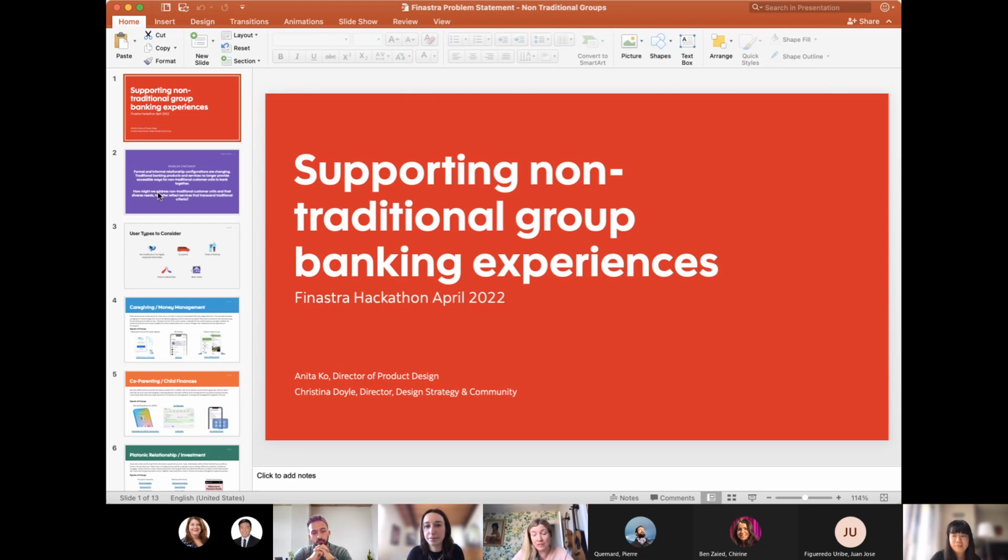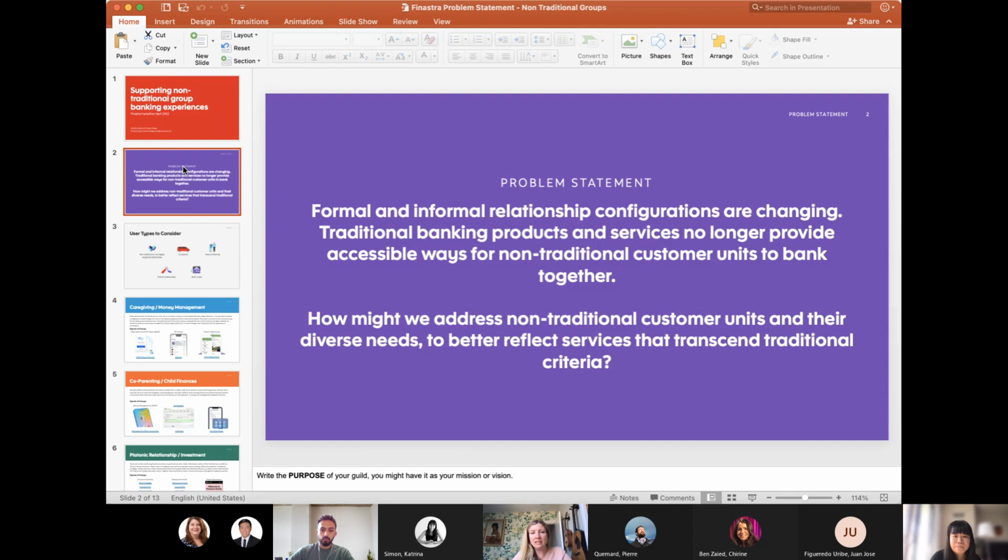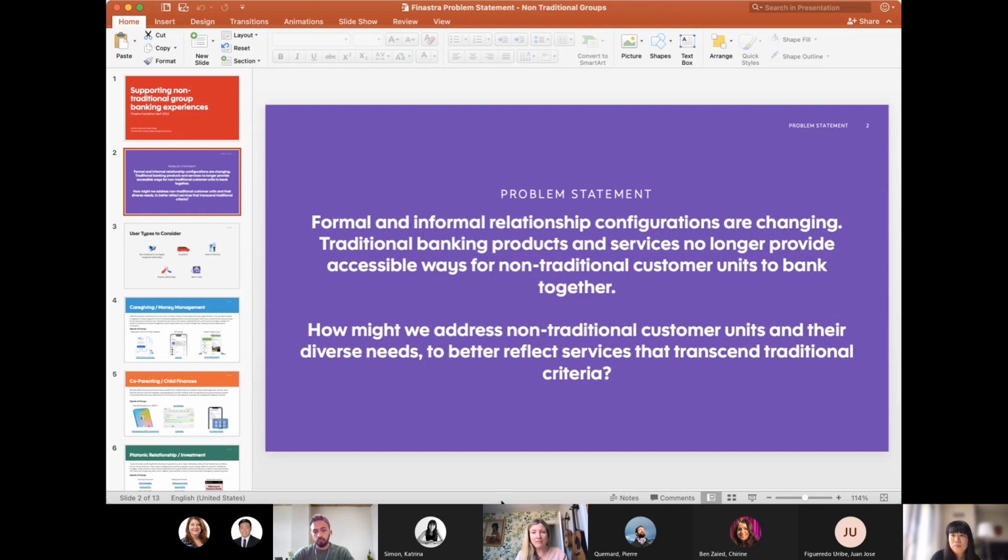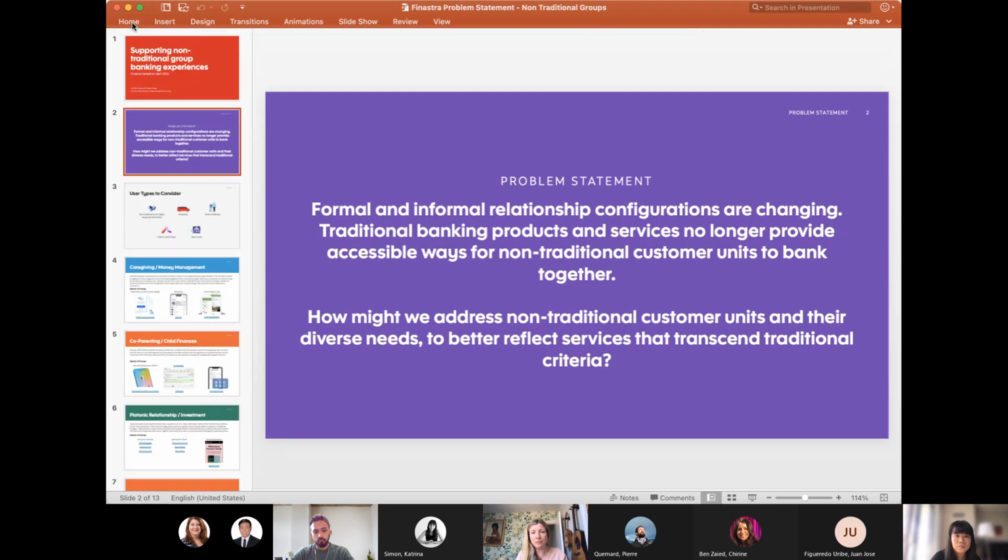And we are both just personally interested in this space of supporting non-traditional group banking experiences. And so we've framed up a problem on slide 2 to look at the particular area of interest that we have been discussing, which is this problem statement. So I will read that out. It is: formal and informal relationship configurations are changing. Traditional banking products and services no longer provide accessible ways for non-traditional customer units to bank together. So how might we address non-traditional customer units and their diverse needs to better reflect services that transcend the traditional criteria?